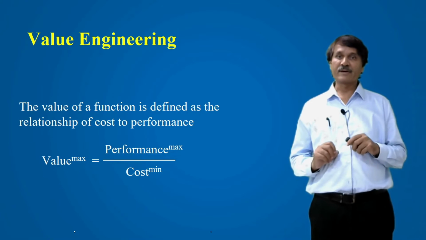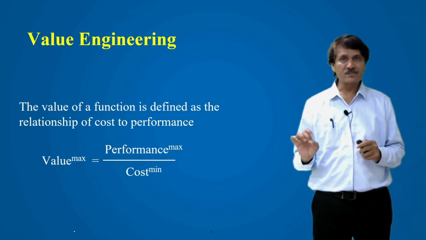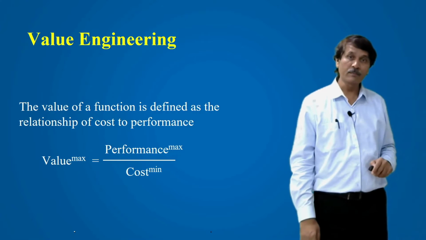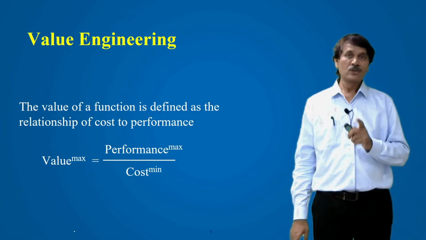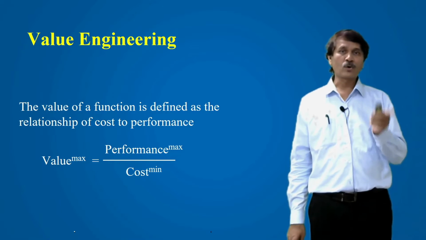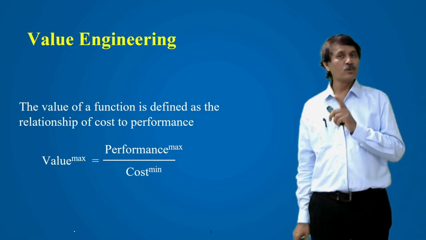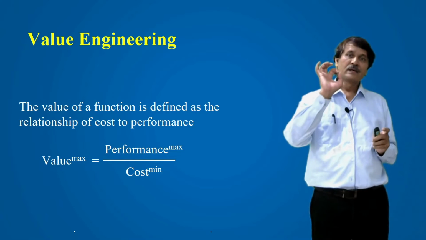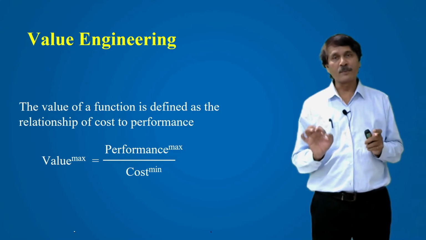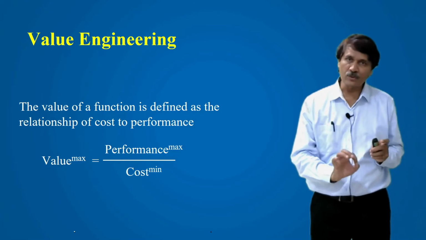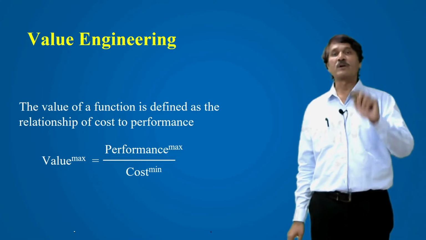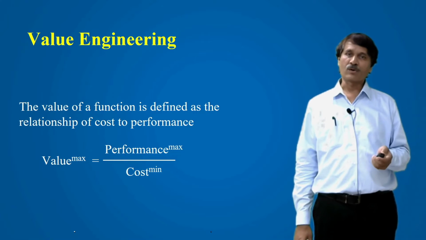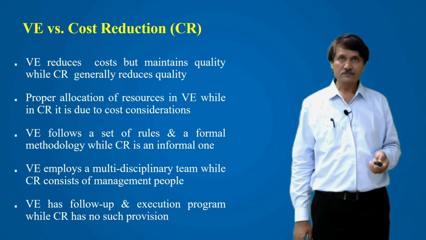Value engineering you can define as, you can get the maximum value of a product when the performance is going to be maximum at the minimum cost. So the relationship between the cost and performance is that value max is equal to performance max over cost min. That is, the value of the product is going to be maximum when the performance of your product is going to be maximum, but at a lower cost. So this is the relationship between the cost and performance.